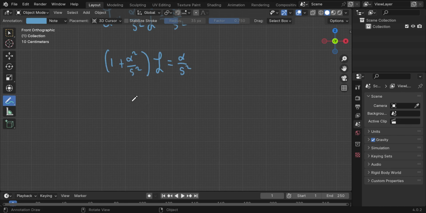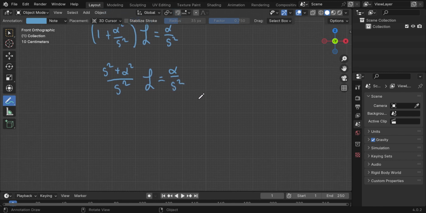Combining this into one fraction, we get s squared plus alpha squared over s squared times L is alpha over s squared. Now if I multiply both sides by s squared and divide both sides by s squared plus alpha squared, I get L is equal to alpha over s squared plus alpha squared. So that's the Laplace of the sine alpha t.